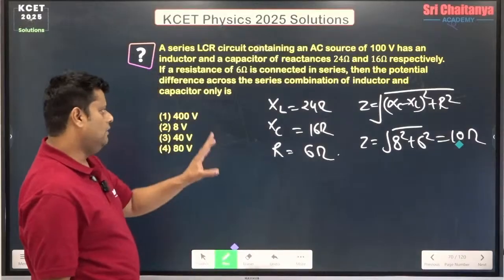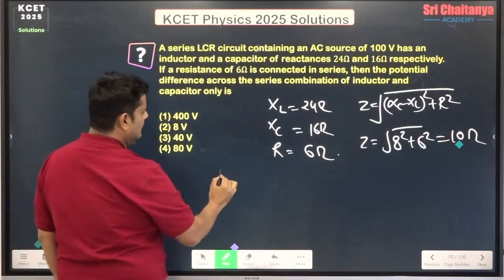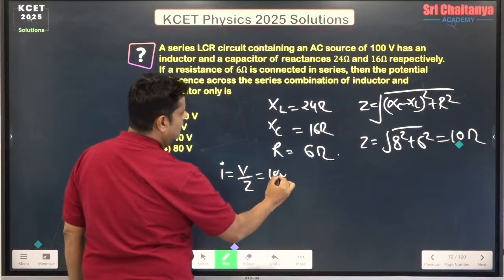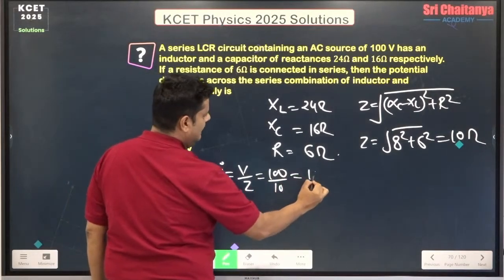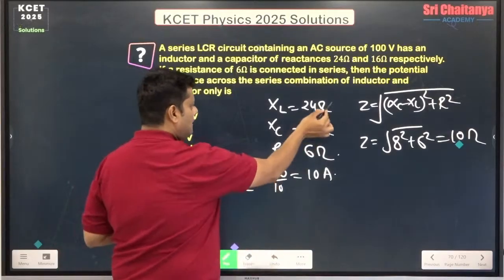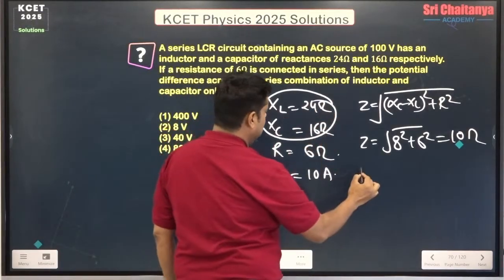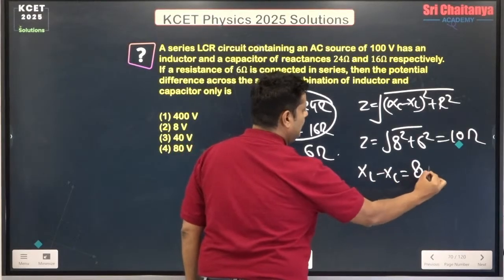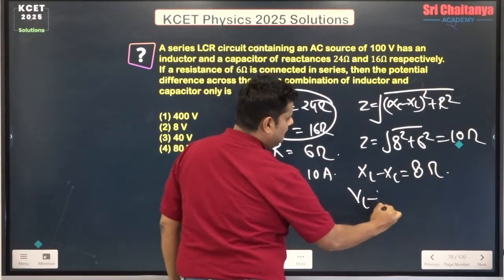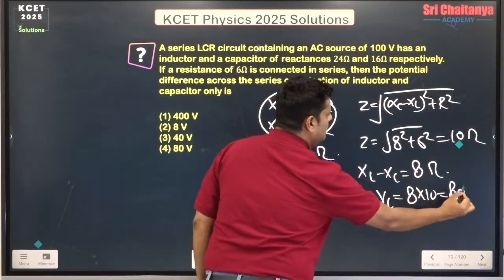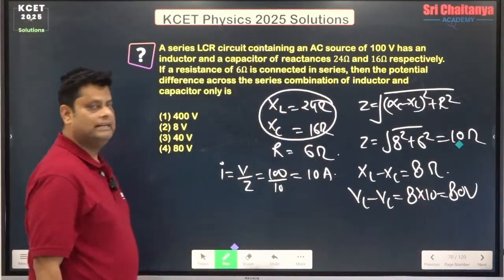Once you get this value of impedance, you can easily find the current. Current will be the voltage upon the impedance, that is 100 upon 10, that is 10 ampere. And once you get this 10 ampere, the combined reactance will be XL minus XC, that comes out to be 8 ohm. So the voltage will be VL minus VC, that is 8 into 10, that is 80 volt. It is a very straightforward kind of question.